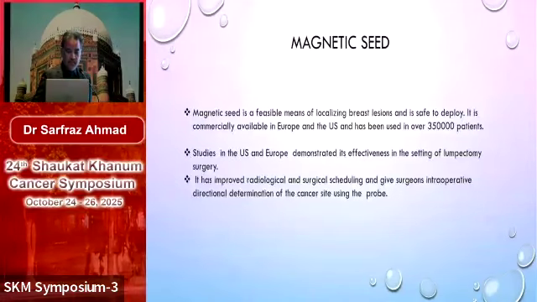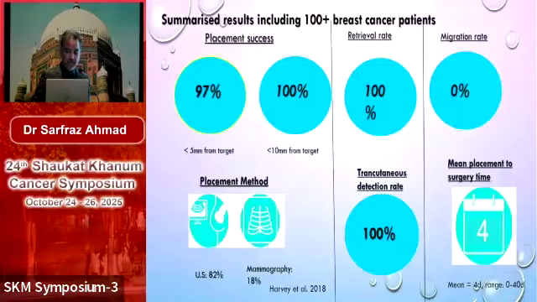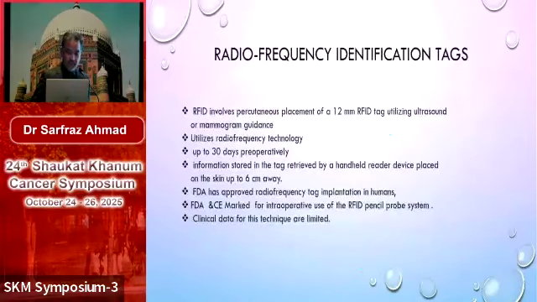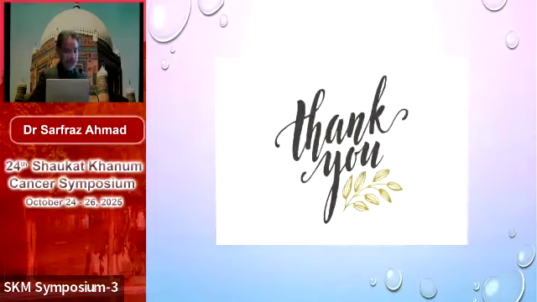So magnetic seed is a feasible means of localizing breast lesions, and up till now, I think most widely used. About 350,000 patients, Magseed has been deployed in 350,000 patients. So thank you so very much.